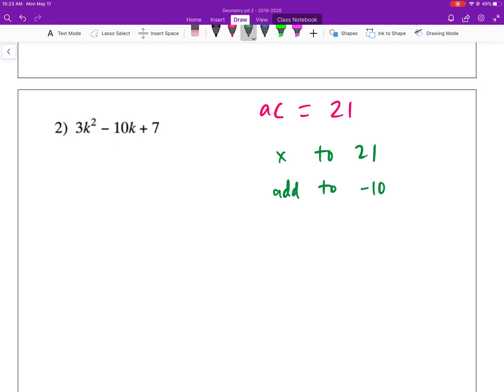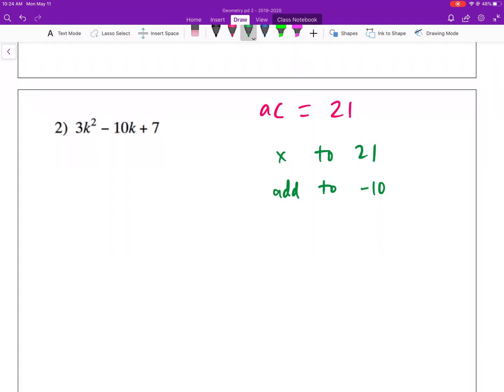It's A times C, and then whatever we get has to add to the B value. So A, B, and C are all involved. So what multiplies to 21 and adds to negative 10? If it's going to add to a negative, guys, these values have to be negative, and we're multiplying and ending up with a positive, so it has to be a negative times a negative. Negative times a negative gives you a positive.